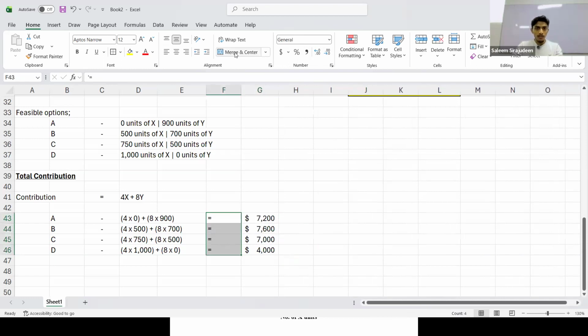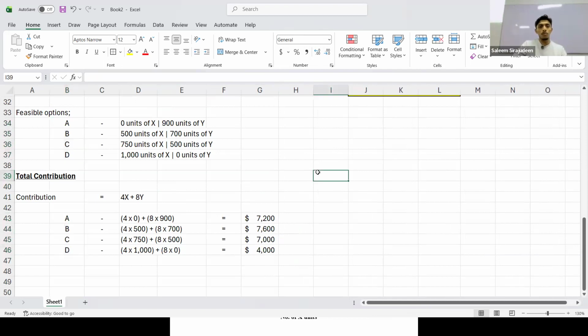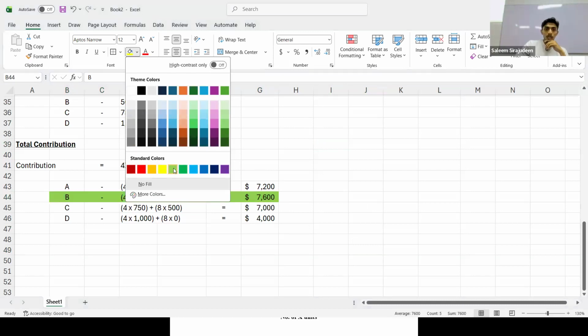So now we have found this. Now tell me, you have 4 options. Option A, option B, option C, option D. If you go for option A, you will have a contribution of 7,200. If you go for option B, 7,600. If you go for option C, 7,000. If you go for option D, 4,000. Now, which option gives you the maximum contribution? Option B. So this option gives you the maximum contribution.